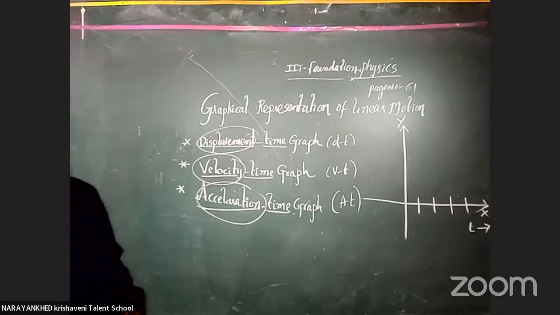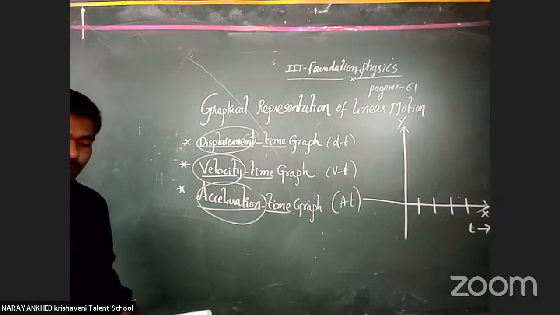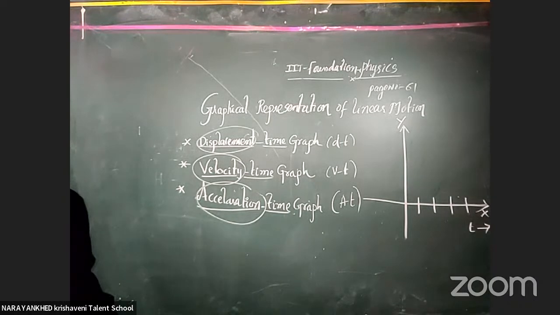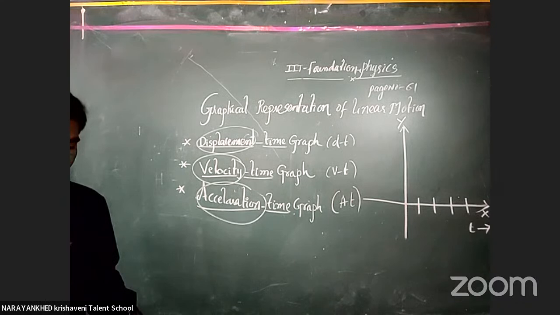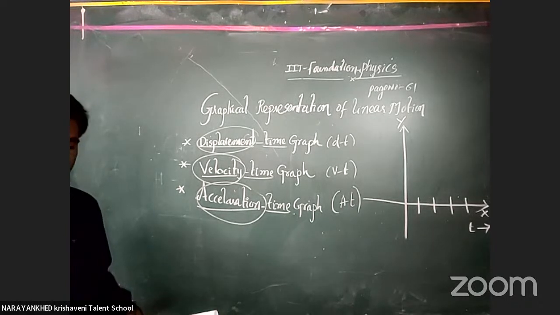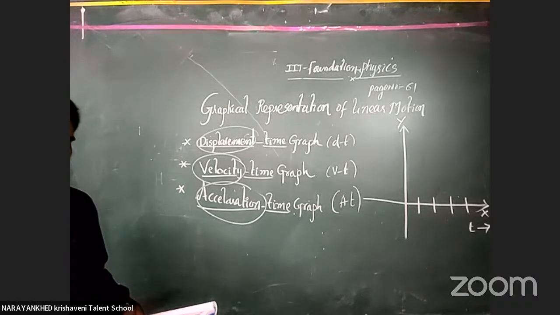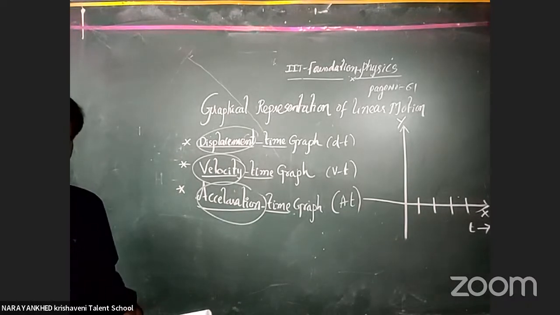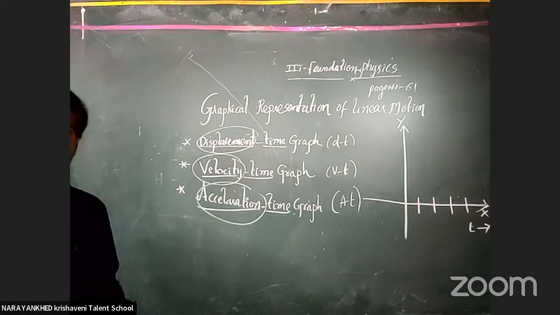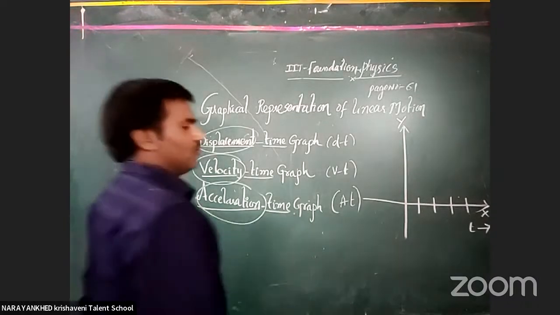What information do these graphs give us? The graphs are very useful for studying the linear motion of a body, for example a displacement graph. We can also find the slope of the graph, and that is equal to displacement by time. Okay, clear or not?